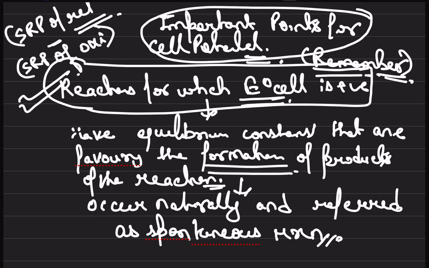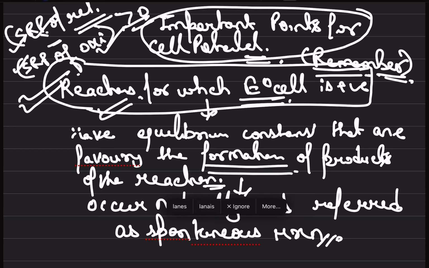Suppose that E naught cell of a particular reaction is positive. This means the standard reduction potential of the substance being reduced is greater than the standard reduction potential of the substance being oxidized. So this quantity will be greater than zero, as the reduction potential of the substance being reduced is greater than that of the substance being oxidized.